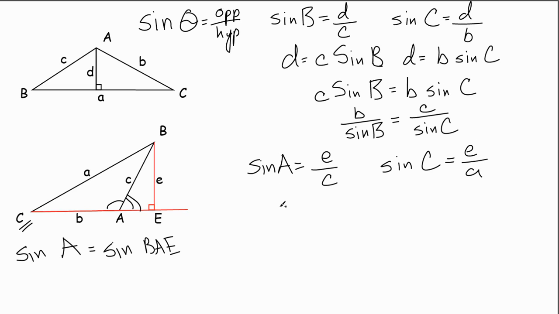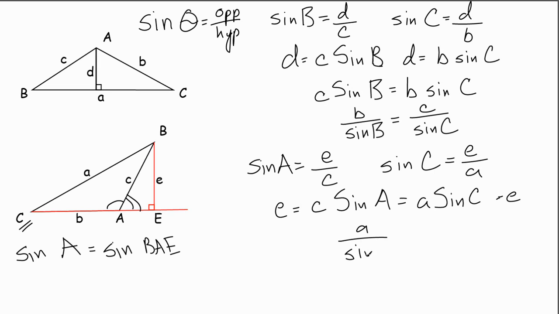Just like up top, here I'm going to solve both equations. So I have E equals C sine of A, which is also going to be equal to A sine of C equals E. Okay? And then at this point, I'm going to do just like I did up here, separate out my A's and C's, and I'll get A over sine of big A is going to be equal to C over sine of big C.